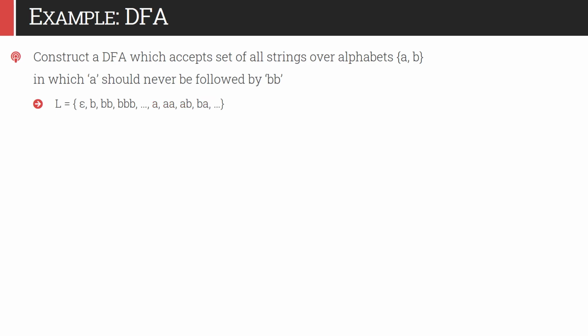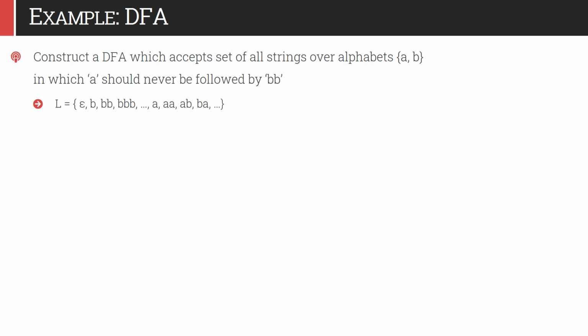Another example: construct a DFA which accepts the set of all strings over alphabets a, b in which a should never be followed by double b. So it's something like a complement language of the previous example. So after a there should not be double b. That is the only condition.